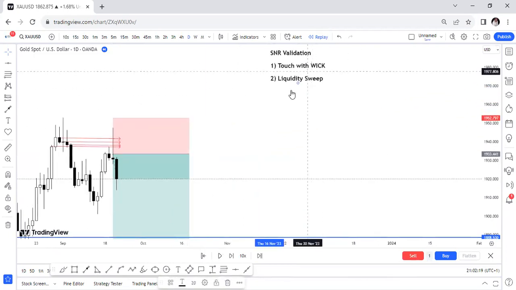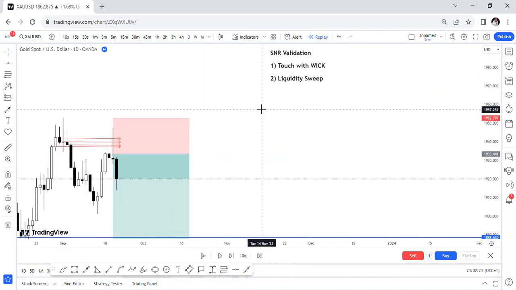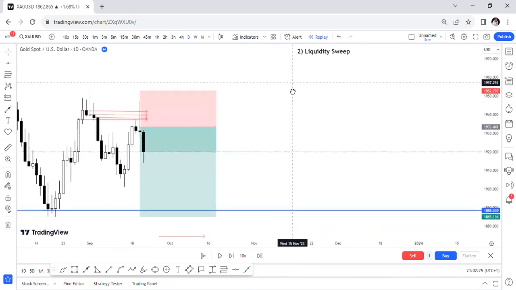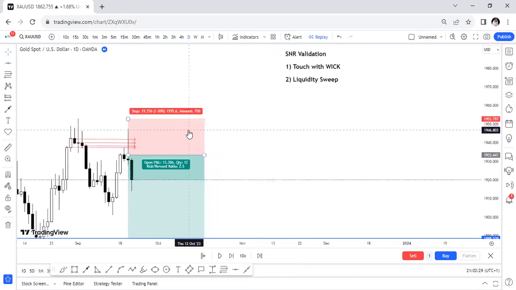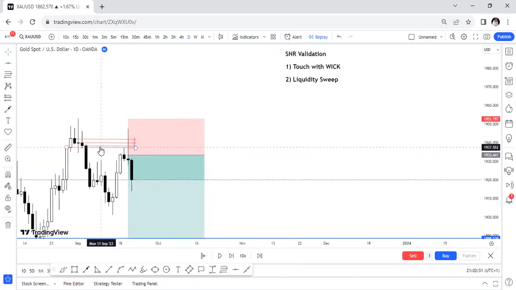So we use 2 points to validate an SNR. The first point is a touch with a wick, not a body. We must not see a body at the level of the SNR. What we want to see is a touch with a wick. A wick means a price rejection.